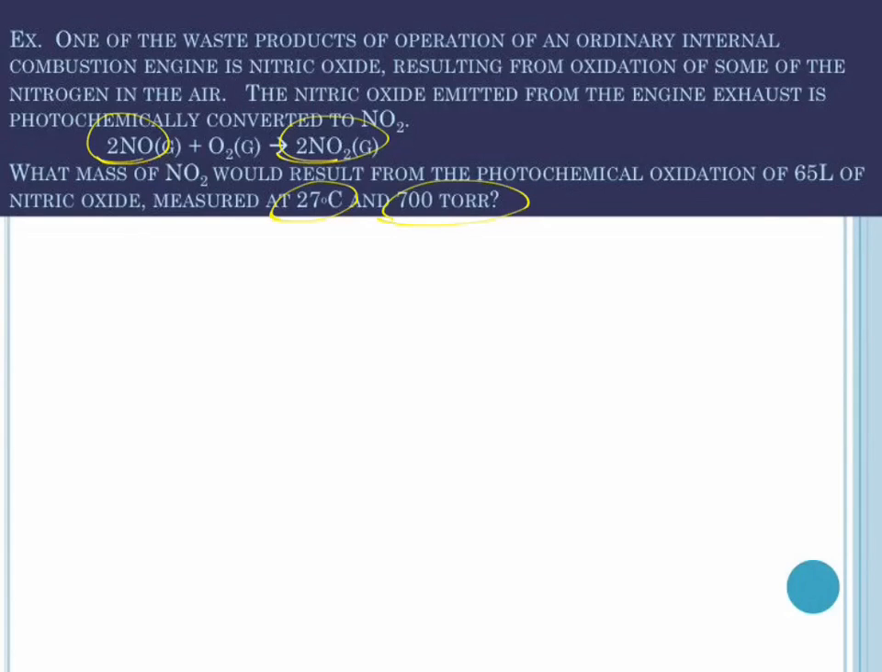So it's not at STP, so I can't use 22.4. So what I need to do is a mole conversion. How many liters did we have of nitric oxide? 65. So we have 65 liters, and I want to know how many grams of NO2 will be formed. So the first thing I need to know is how many moles of the gas did we start out with? So we use PV equals nRT.